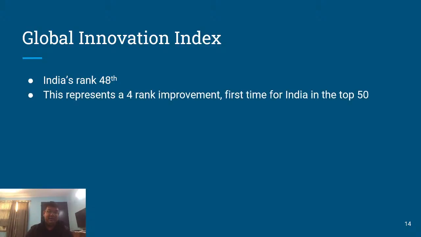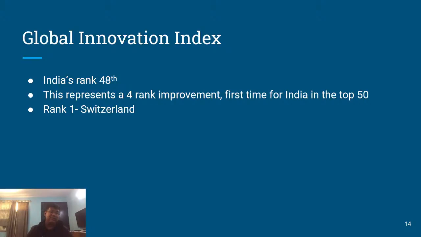Right, India is ranked for the first time. So this is actually a 4 point improvement. In most of the rankings we see, India has not done that well, sadly. Most of the indexes we've done so far, that's been the general trend. But this one has seen a marked improvement, from 52 we've moved up to 48. So first time in the top 50.